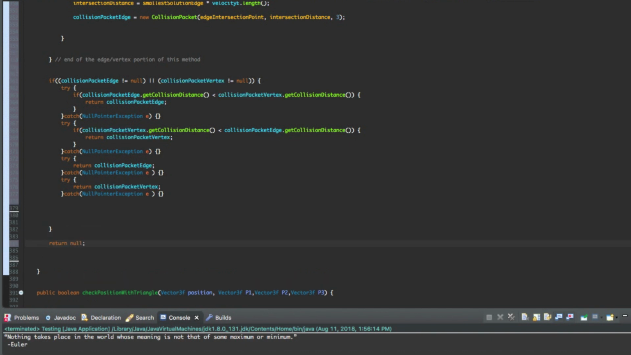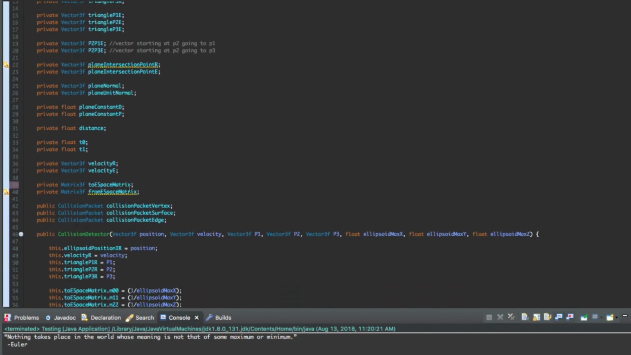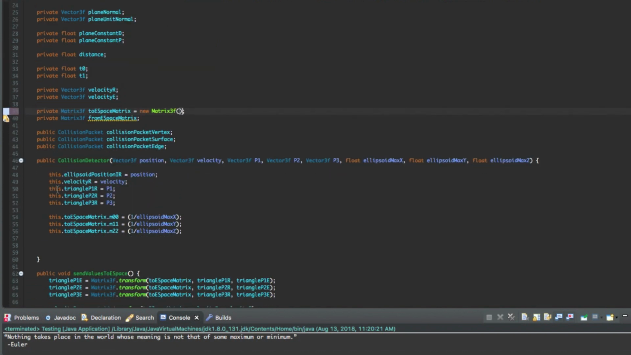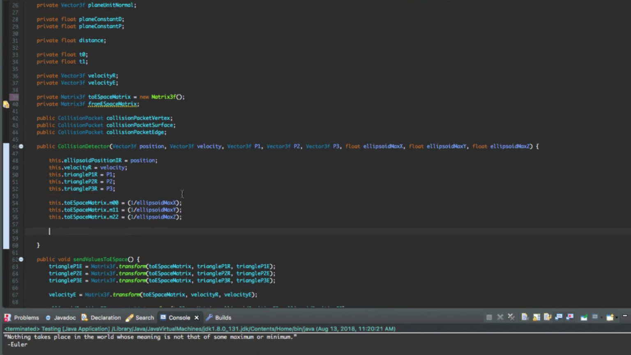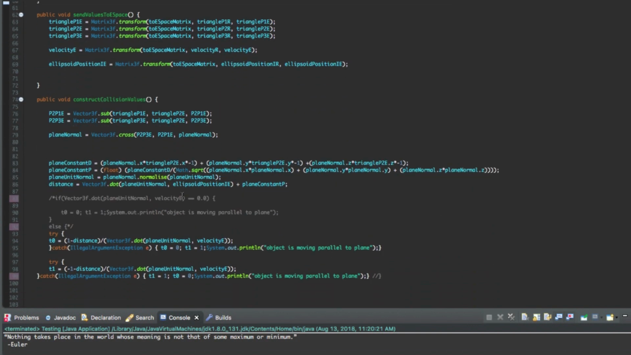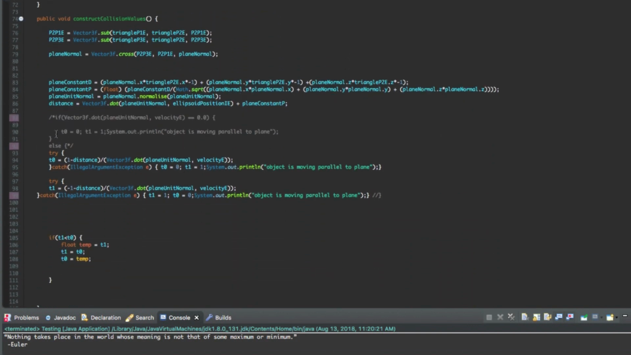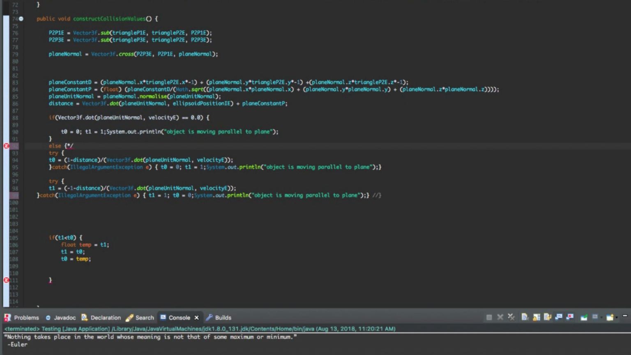And we should be done now, except I made a few mistakes. So we need to initialize this 2E space matrix to a matrix 3F. We need to, and that's because we called that .moo method on it. And then also that try catch statement with the illegal argument exception didn't work out. So I've added in another if statement up there, and that will catch the object moving parallel to the plane, that undefined denominator case of 0 that we talked about previously. And that should be pretty obvious what that's doing there.